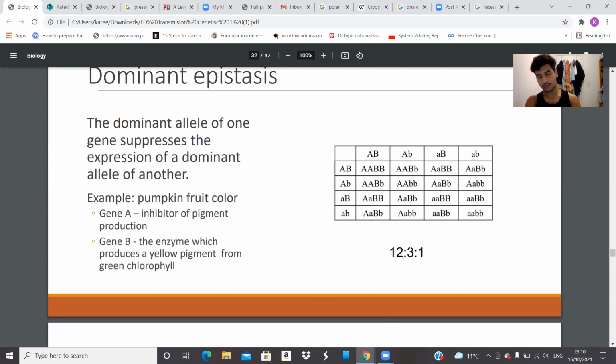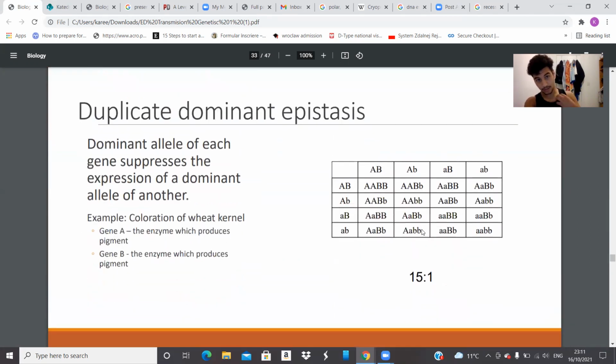Here, notice again, 12 to 3 to 1, that's the ratio. Okay, so duplicate dominant. Here, it works the same way as duplicate recessive, but it's dominant. So if you have dominant A, no pigmentation. If you have dominant B, no pigmentation. The only case when you get pigmentation is homozygous recessive at A and homozygous recessive at B. Okay?